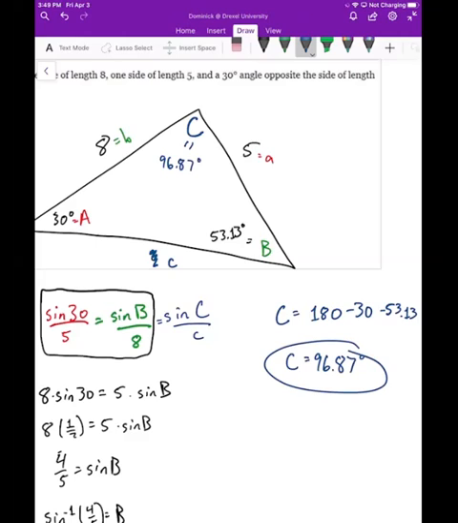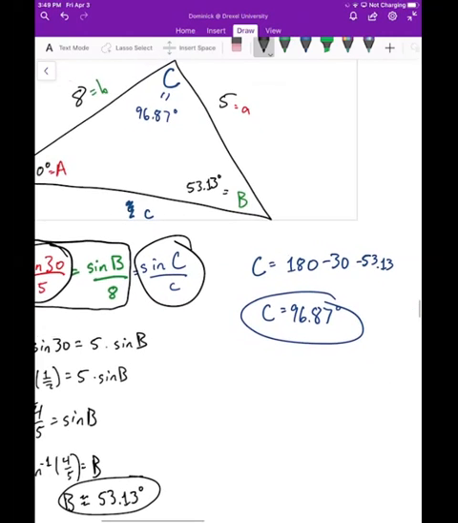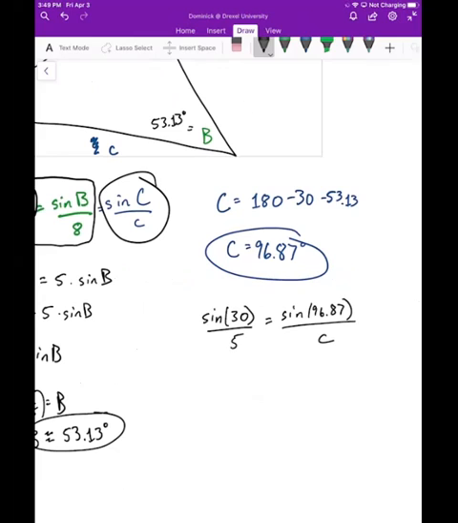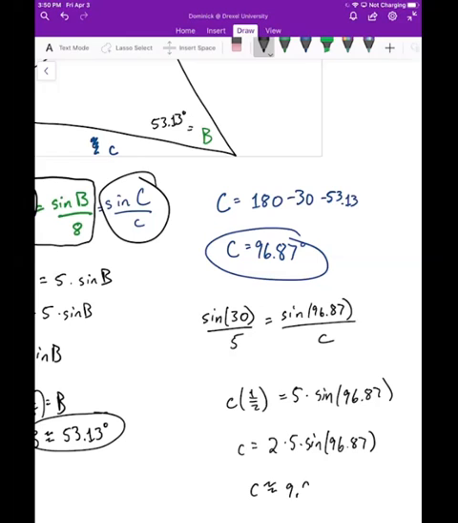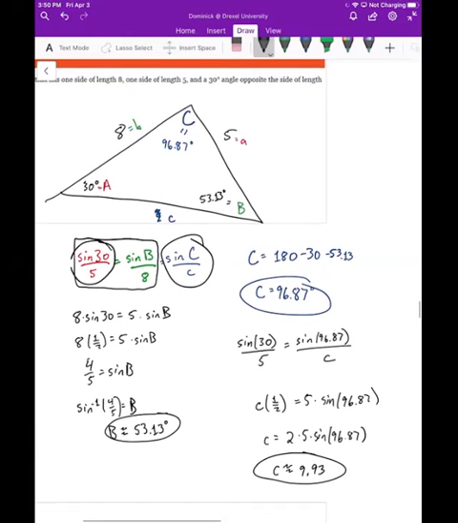So now finally, to get side C, we can use this one and this one. We know now that sine of C is sine of 96.87. So we have sine 30 over 5 is equal to sine 96.87 over side C. We can cross multiply again and we'll get C times 1/2, because that's sine of 30, is 5 times sine 96.87. Then just multiply by 2. So I need to do 2 times 5 times sine of 96.87, and we'll get that our C is roughly equal to 9.93. So that allows us to get that remaining side of that triangle.